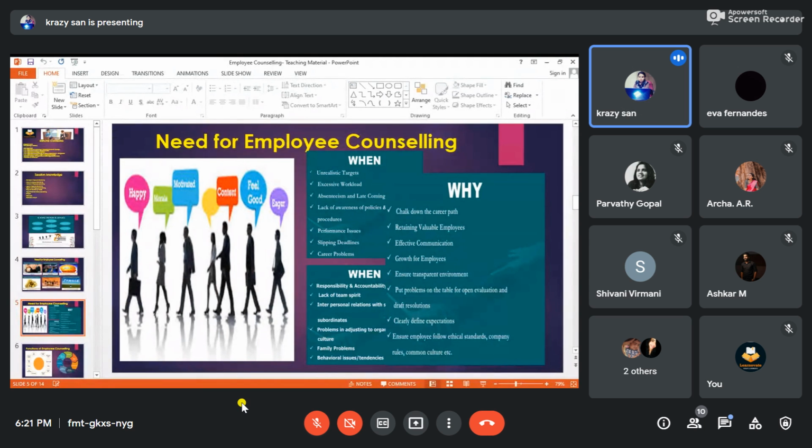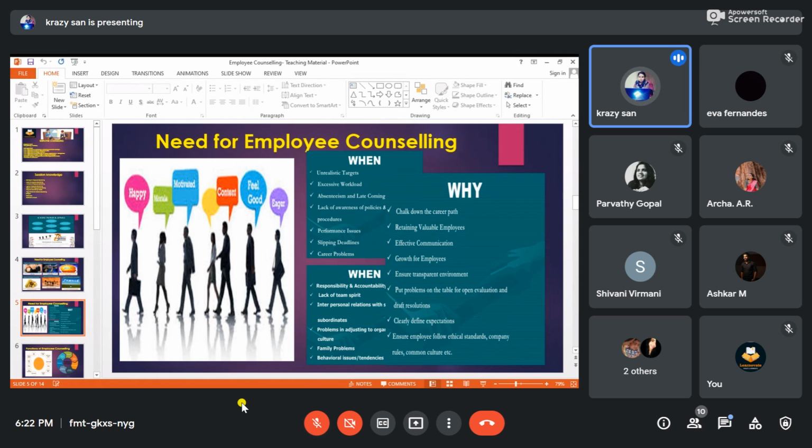Then excessive workload, absenteeism and late coming. If such things happen, you will find the person absent whenever it is crucial, whenever there is a very important meeting. Then late coming, and lack of awareness of policies and procedures. No matter how many policies you keep, how many procedures you have, they have to follow, they just keep on ignoring them. And then performance issues, slipping deadlines and career problems. When you see these things, you should understand the person is really frustrated, stressed out, and not in a mood of working and providing you the results.